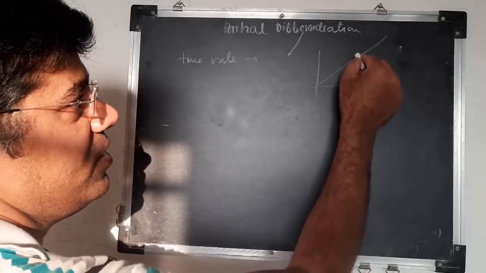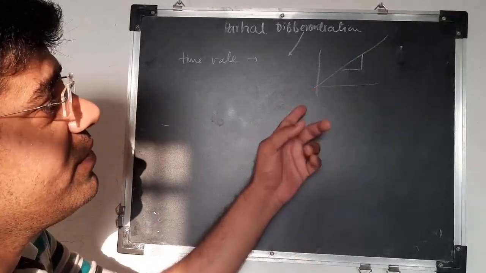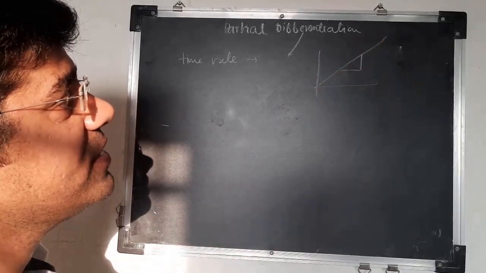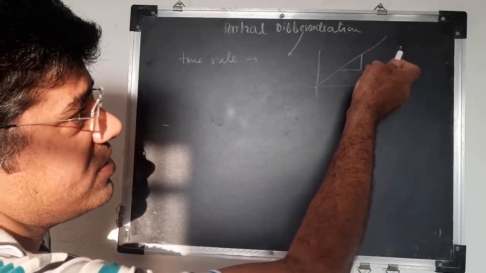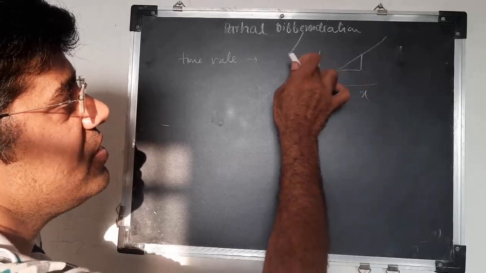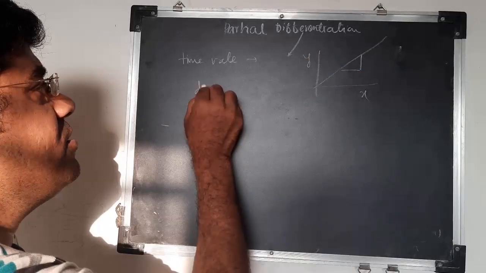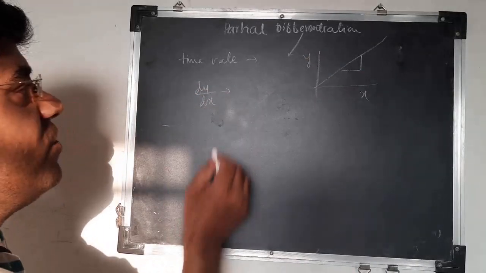Okay, so here you will get velocity is constant, and from that graph, suppose you want to find out the acceleration, it is 0 because the rate is constant. So this is your displacement. Okay, so this is dy by dx.